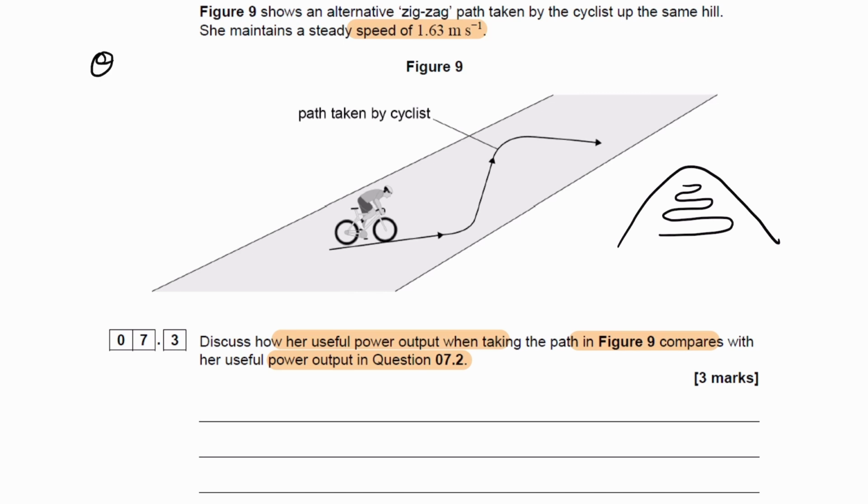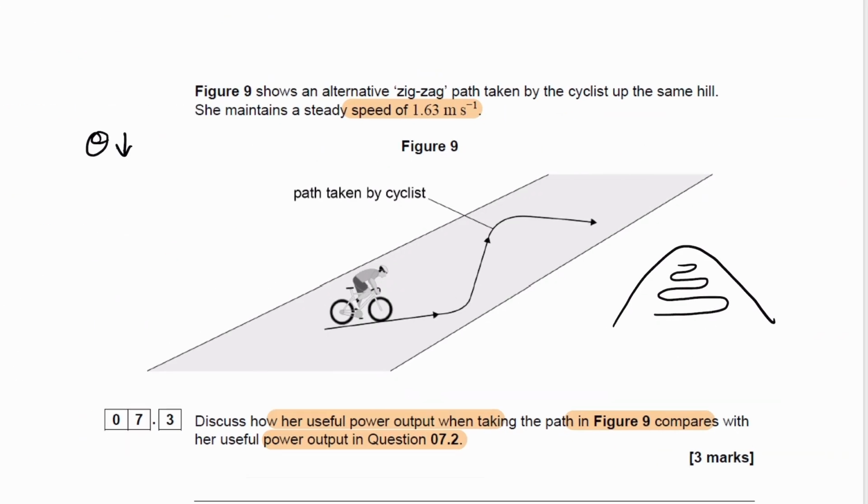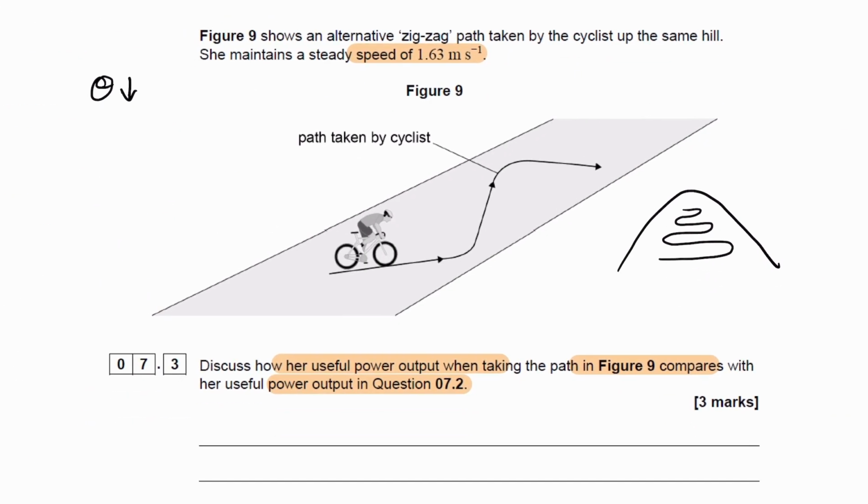What does that do for the quantities that we're considering? So we want to look at how power changes. So let's start by thinking of what power equation we're going to be using. If we go back to the previous part, we have power is equal to driving force times speed. So we know that. Let's write that down. So the useful power is equal to the driving force multiplied by the speed. We know that the speed is constant. So let's write that down too. So V is constant.